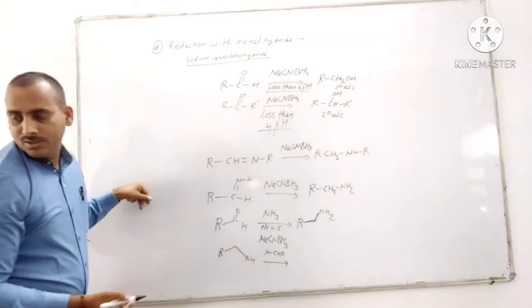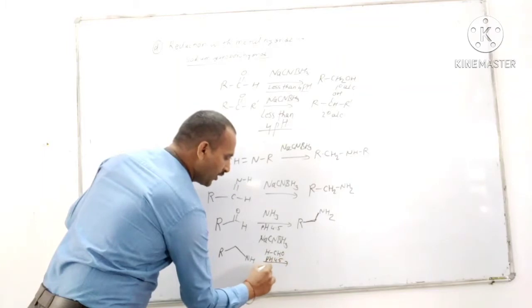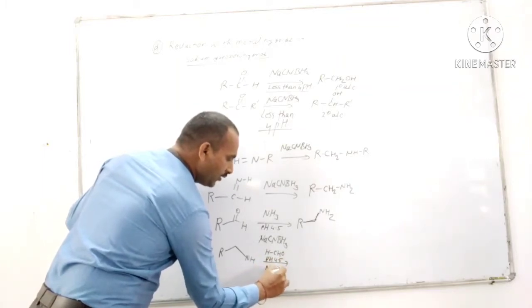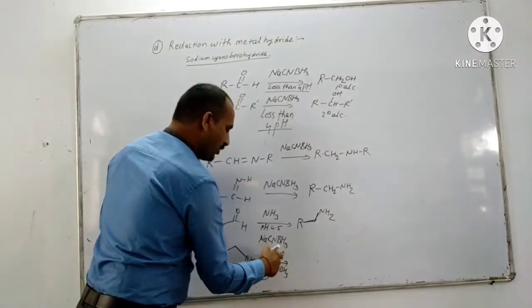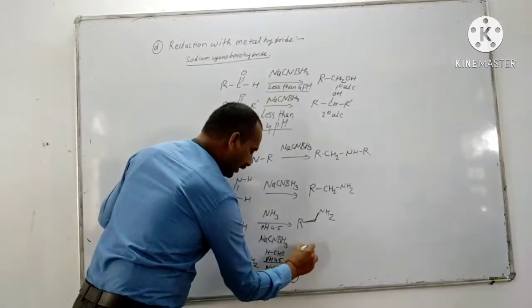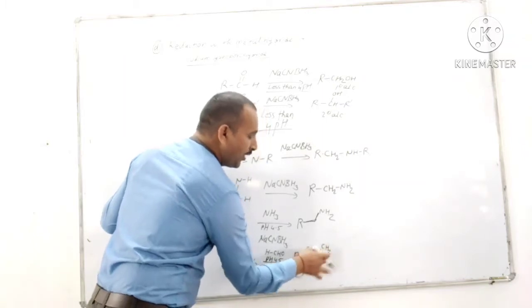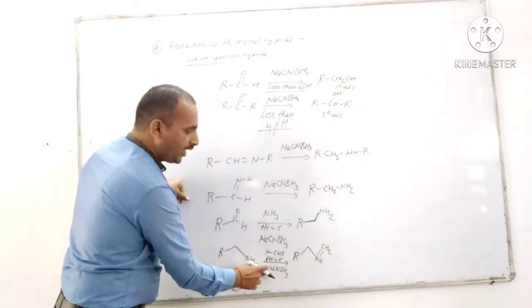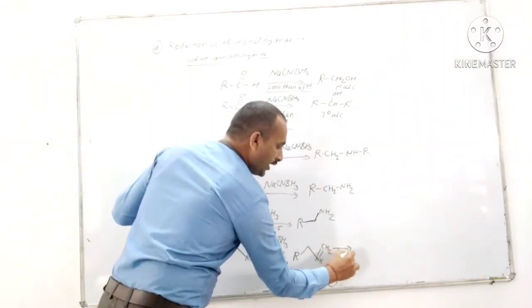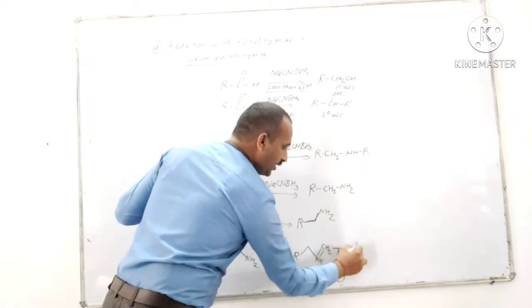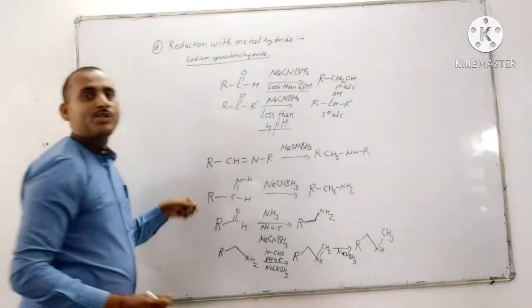Then another example, RCH2NH2 with HCHO, formaldehyde, again pH 4.5, NaCNBH3. So with this primary amine, formaldehyde forms the imine RCH2NH=CH2. This imine is again reduced by sodium cyanoborohydride, NaCNBH3, to NHCH3, that is amine formation takes place.